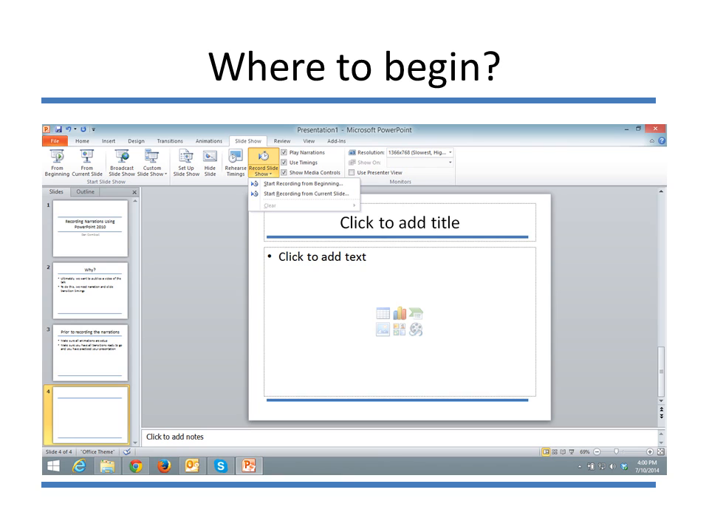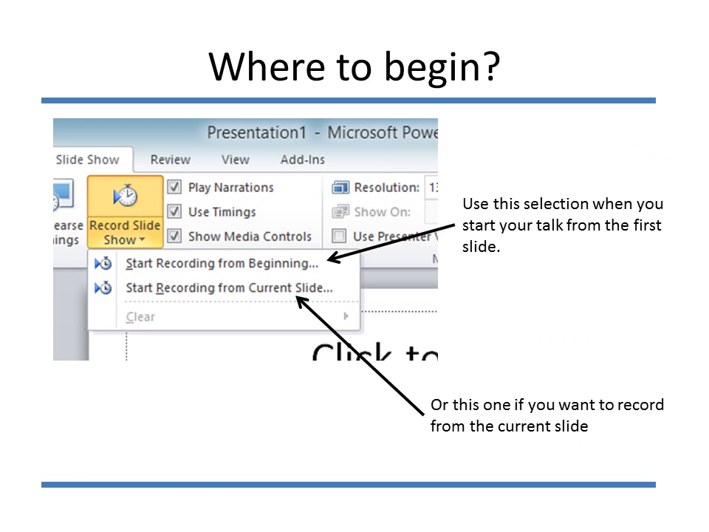So where to begin? Once you're ready to go, you can go to the slideshow tab across the top, and then there's a record slideshow subheading within the tab. And inside that, you'll have two different options on the drop-down menu. The first one is start recording from the beginning, and so you would use this when you want to start your talk from the first slide.